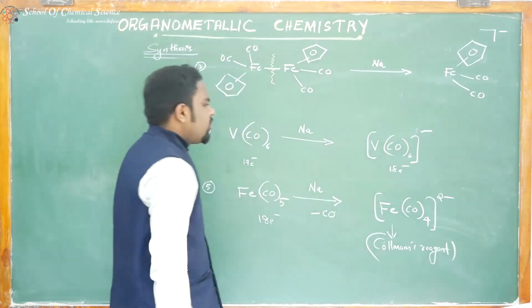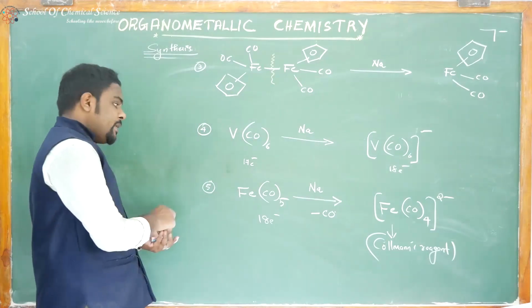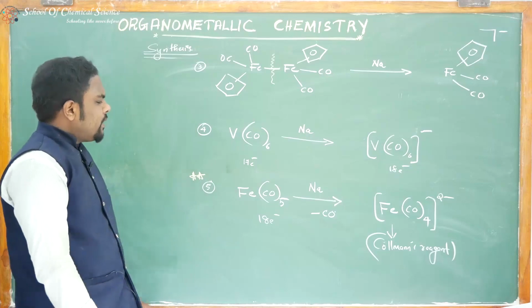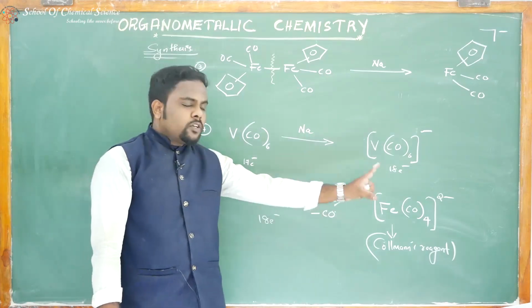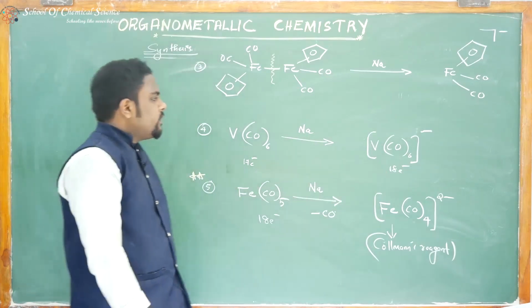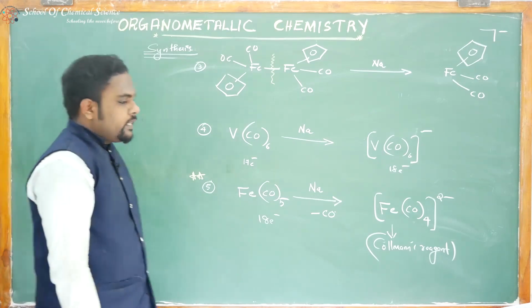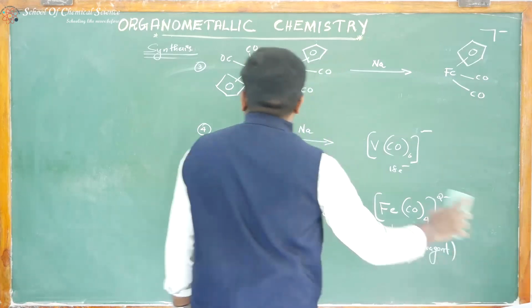How can we prepare Coleman's reagent? There are many methods of preparation. One method: take iron pentacarbonyl, on reduction 1 CO is eliminated to form FeCO4 2 minus, which is called Coleman's reagent. Okay, then next question.